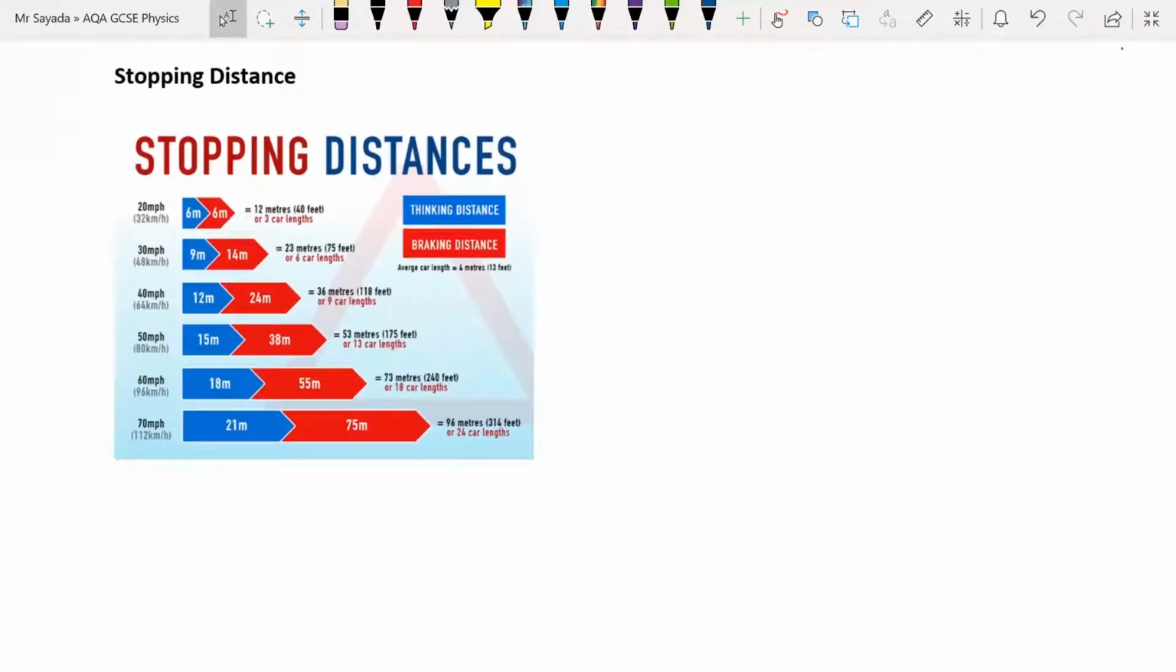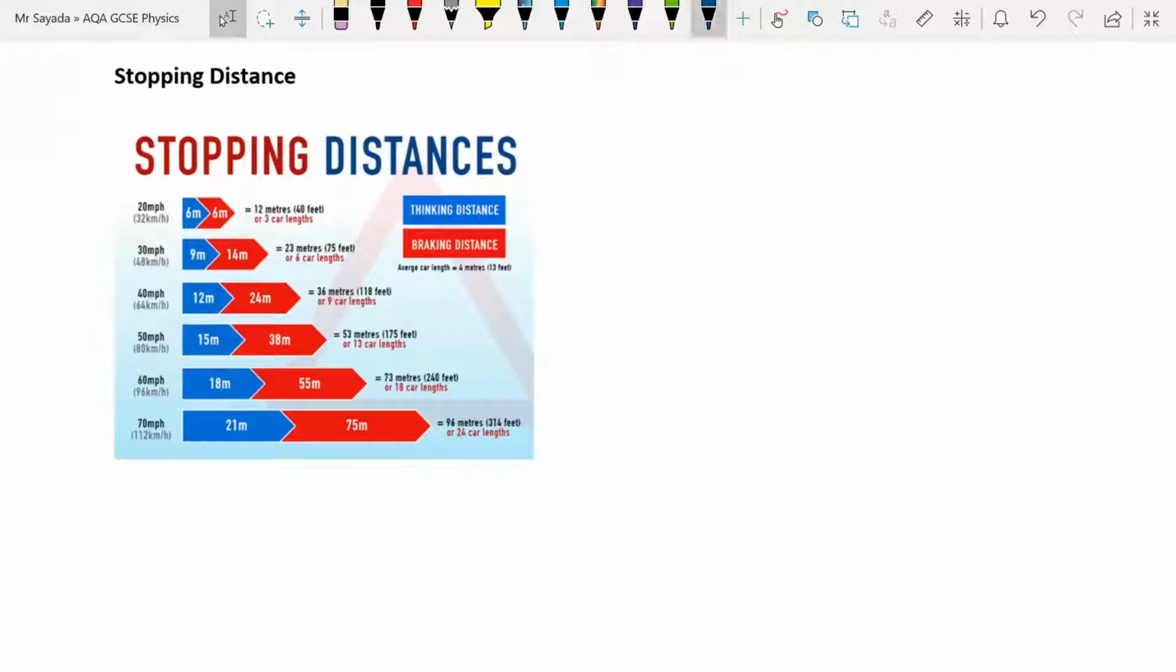Pause the video, have a look at this diagram, press play once you've had a look at it. You should have now had a look at this diagram. So this is actually something which you'll see again if you ever learn how to drive. Stopping distances are very important. There's different stopping distances depending on how fast you're going.